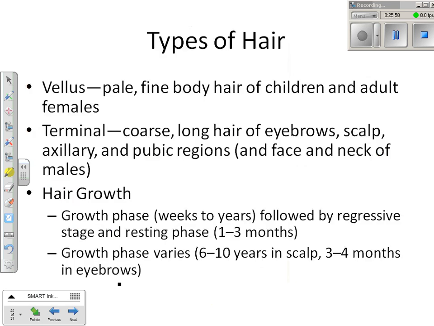Types of hair that you have: vellus, which is pale, fine body hair. That's why children and females have finer hair than males. Terminal hair is coarse.